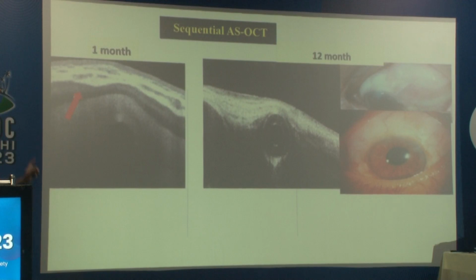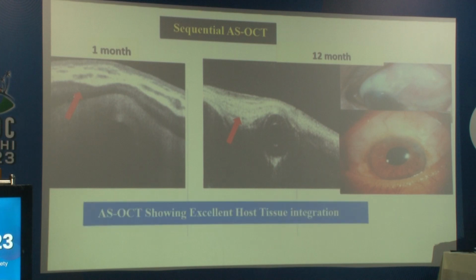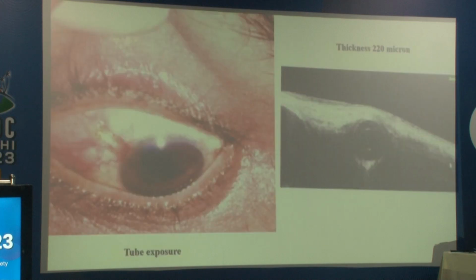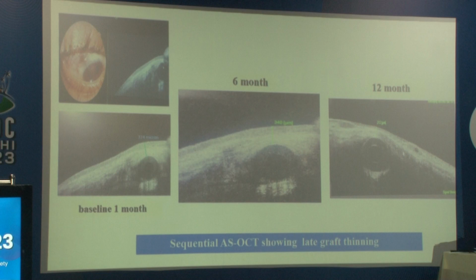The first picture shows there is a space between the graft and the conjunctiva, and within 12 months, the grafts were well merged with the subconjunctival tissue, maintained thickness with increased reflectivity, so the AS-OCT shows excellent host tissue integration. And at 12 months, the AMUC covered area is aesthetically more appealing. And these are AS-OCT pictures of the tube exposure that 1 patient developed. And next is a sequential AS-OCT showing the late graft thinning.